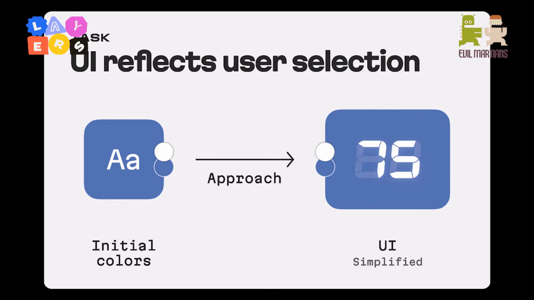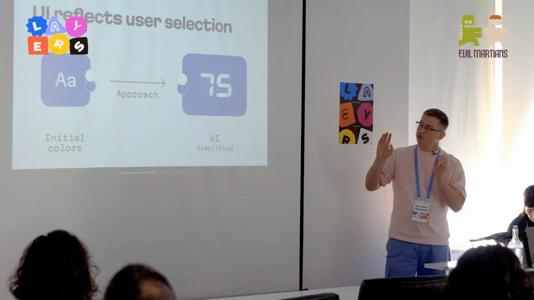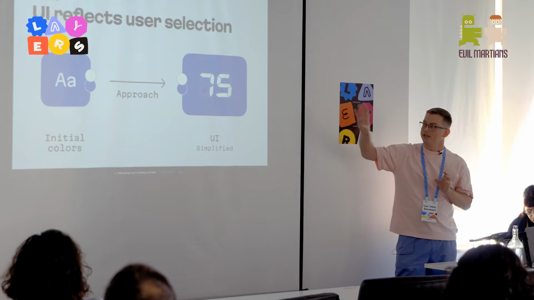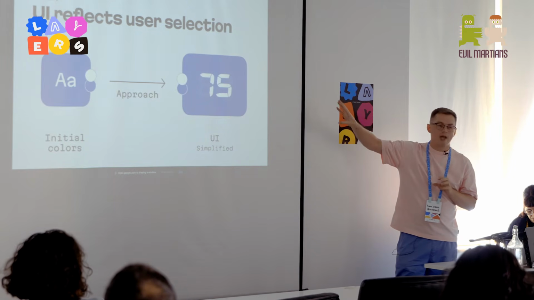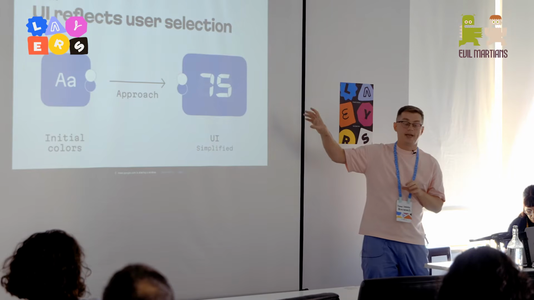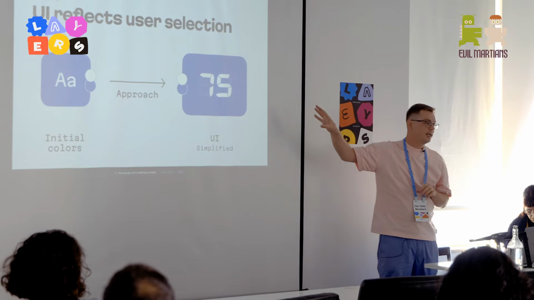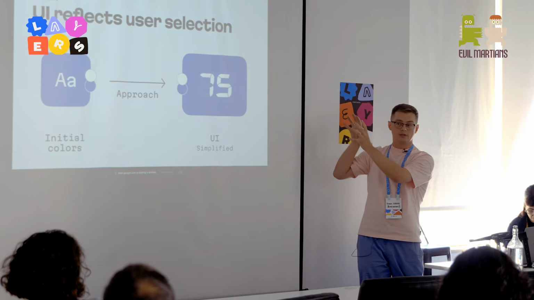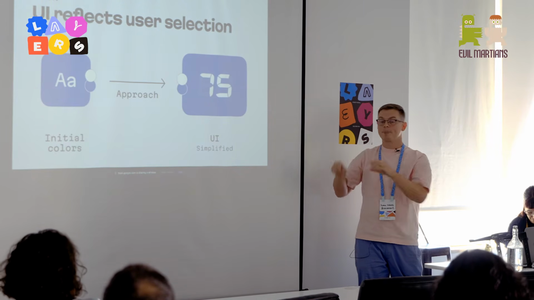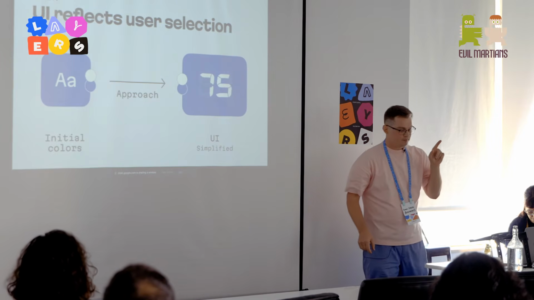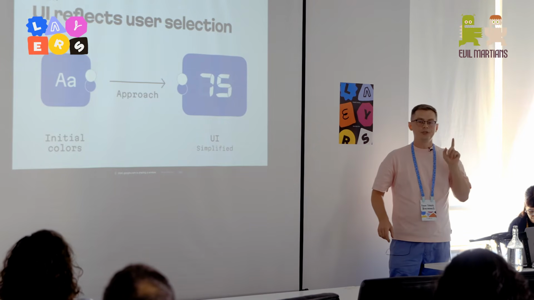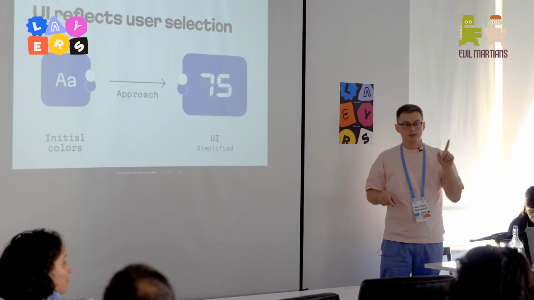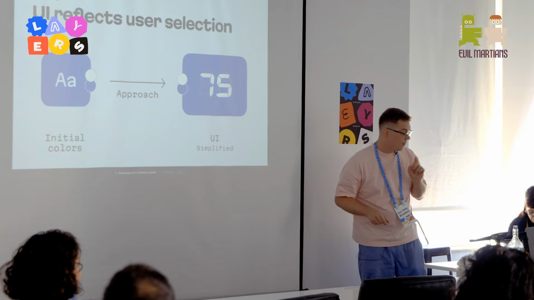Our task is, we should take two initial colors as an input. And also we have the user interface. And this user interface should somehow reflect the initial colors. I want to ask you, think, how would you solve this task? Take a moment to think.